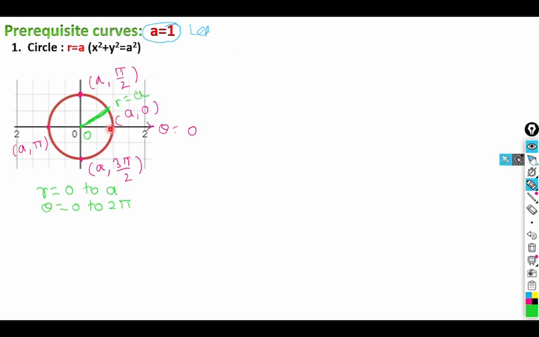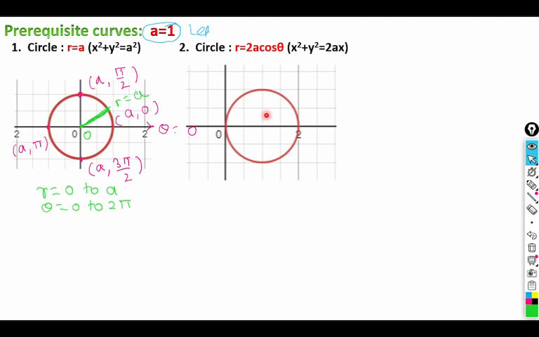So come to the second curve then. Three circles are there. So second is r equal to 2a cos theta. r equal to 2a cos theta can be simplified in Cartesian as x square plus y square equal to 2ax also. And remember, r equal to 2a cos theta is a circle with diameter 2a on the x-axis.